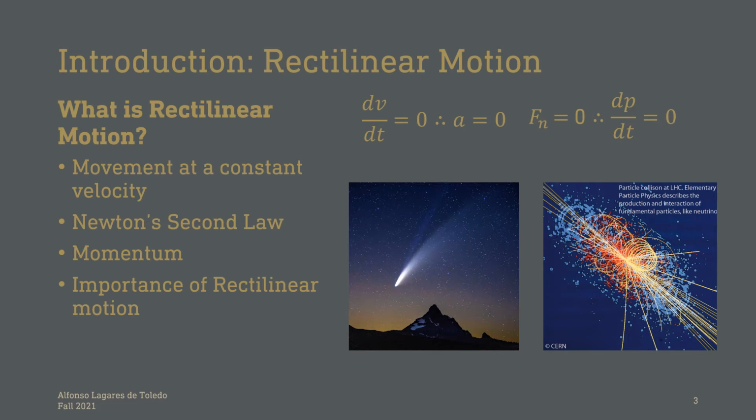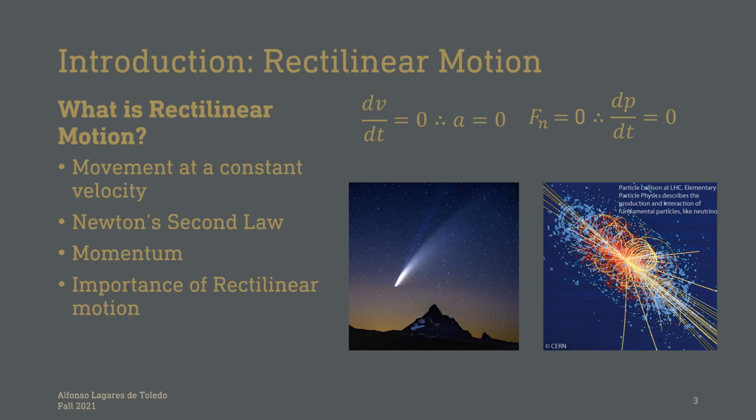This lab focuses on objects that move at a constant velocity. In other words, objects that undergo rectilinear motion. This means the object follows a linear trajectory in which its velocity remains constant, which implies that its acceleration must be zero. Following Newton's second law, this means that the net force acting on the body must be zero.